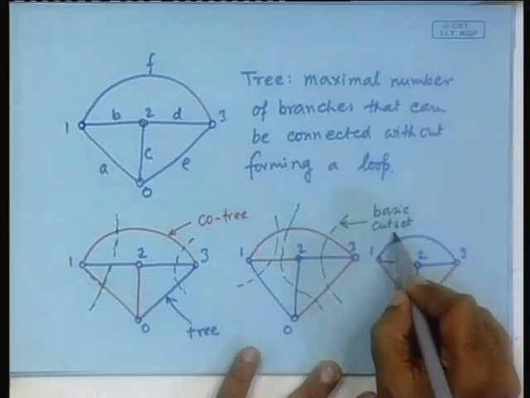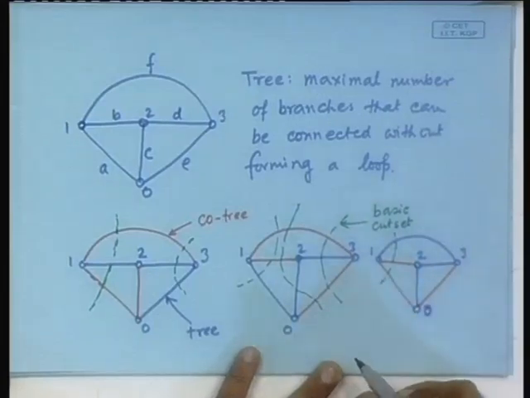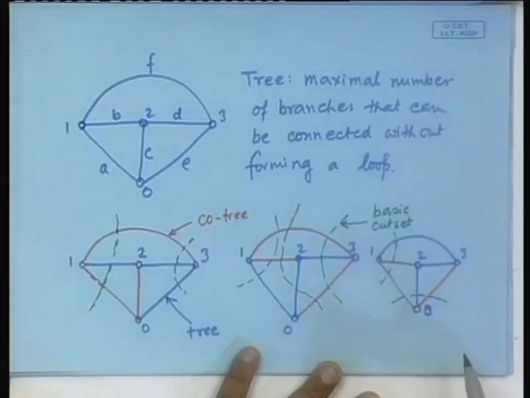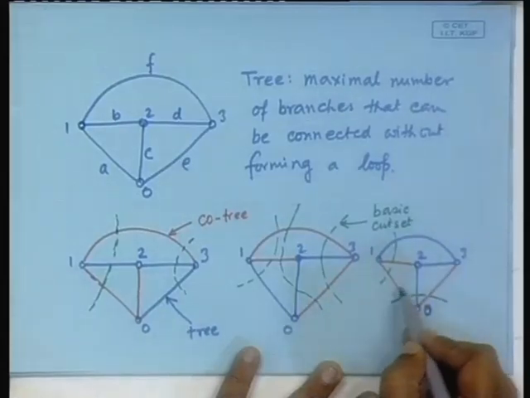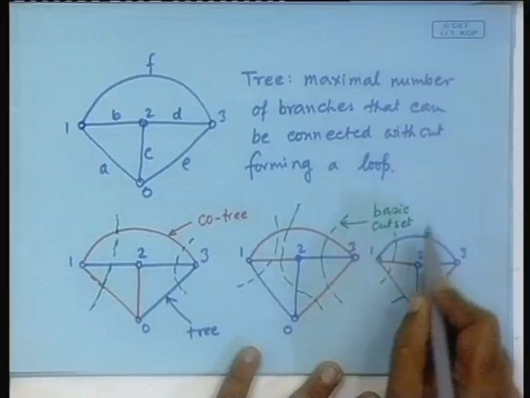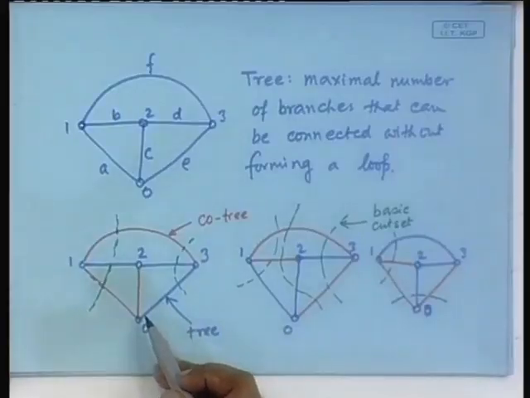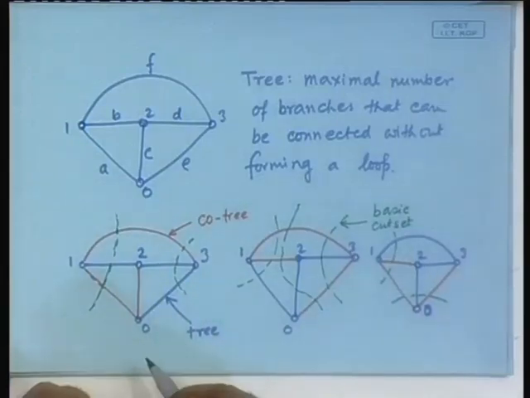Similarly, in this case, this will be a basic cut set, that will be a basic cut set, this not. Is there any other? No. So, these are the basic cut sets. So, basic cut sets are ones that contain only one tree branch. Similarly, the basic loop is one that contains only one co-tree branch.